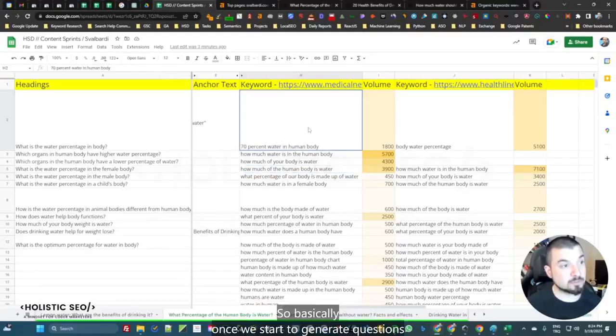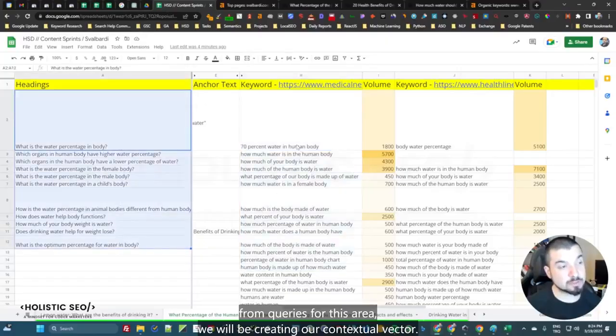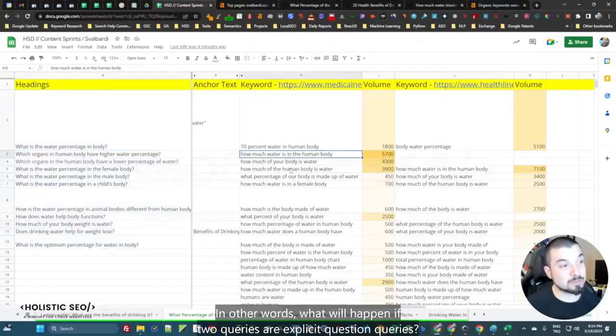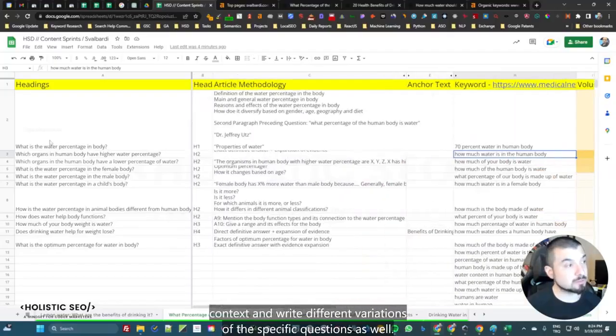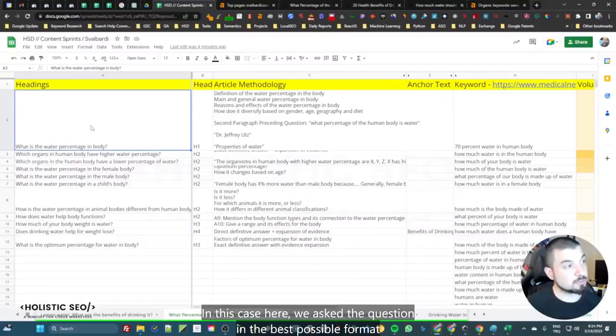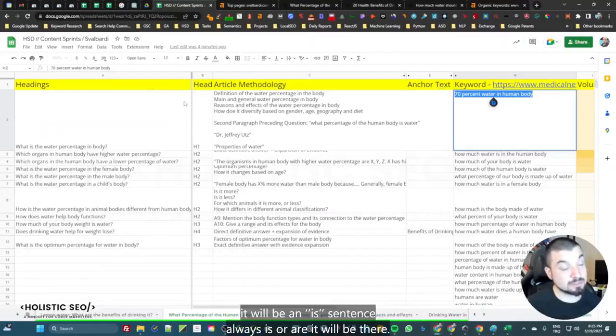So once we start to generate questions from queries for this area, we will be creating our contextual vector. But what will happen if the questions are already inside the queries? In other words, what will happen if the queries are explicit question queries? In this case, we will need to deepen the question context and write different variations of the specific questions as well. Here we ask the question in the best possible format: what is the water percentage in body? Because whenever we use the specific answer terms for this question, it will be an is sentence, always is or are.